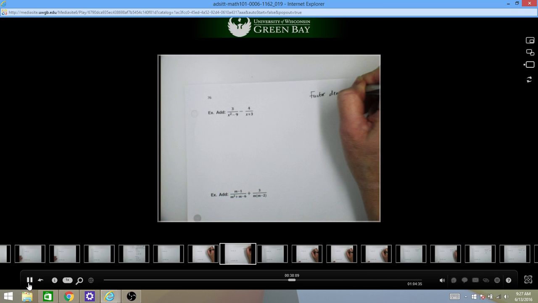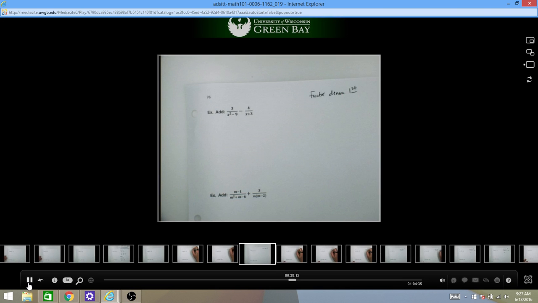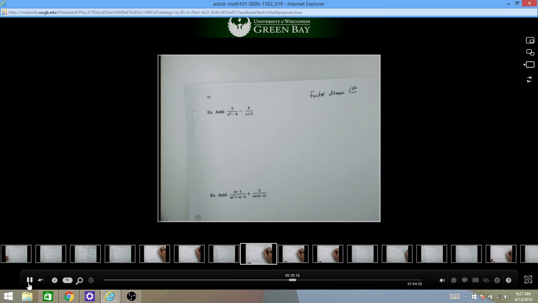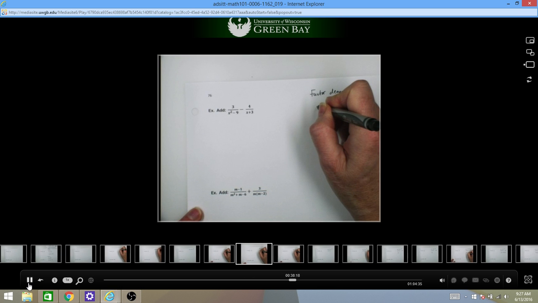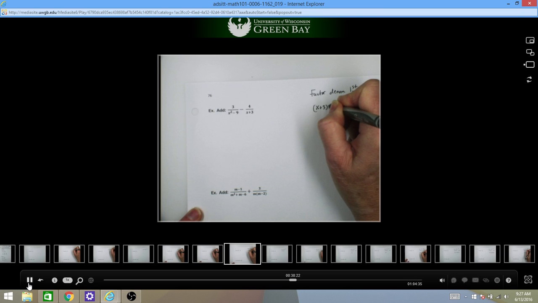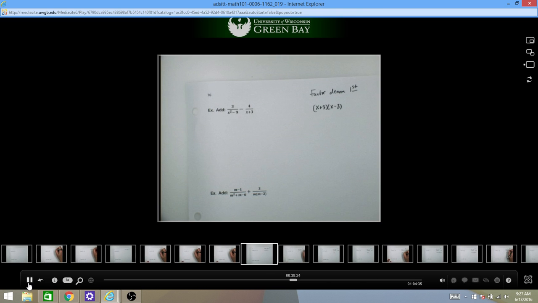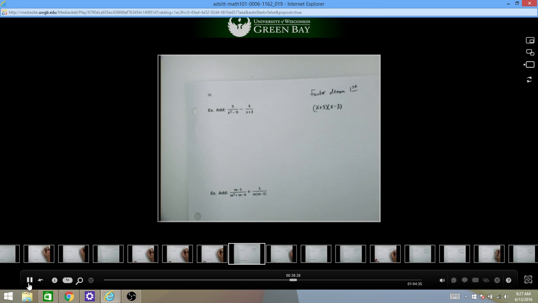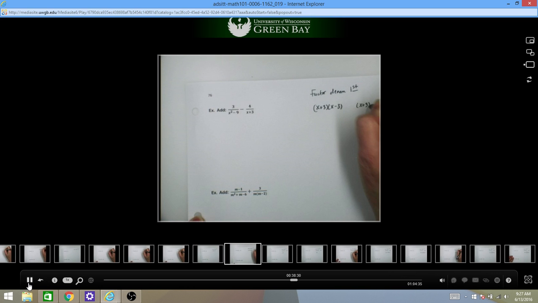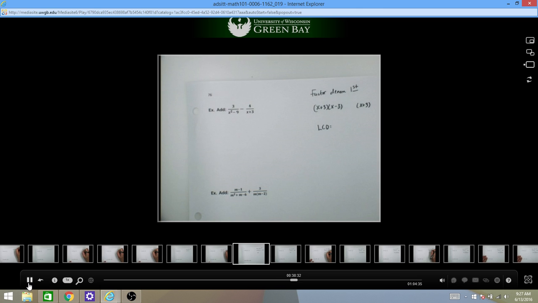Okay, so factor your denominators first, if you can. The first denominator is the difference of squares, so it's x plus 3 times x minus 3. And then the second denominator is x plus 3. So the least common denominator is the smallest product that contains both of those.